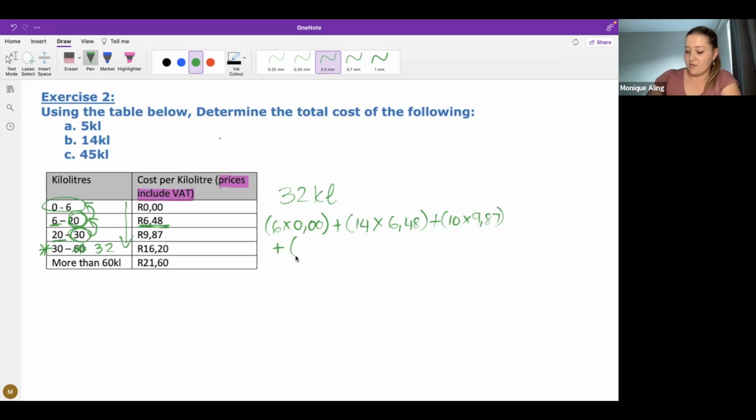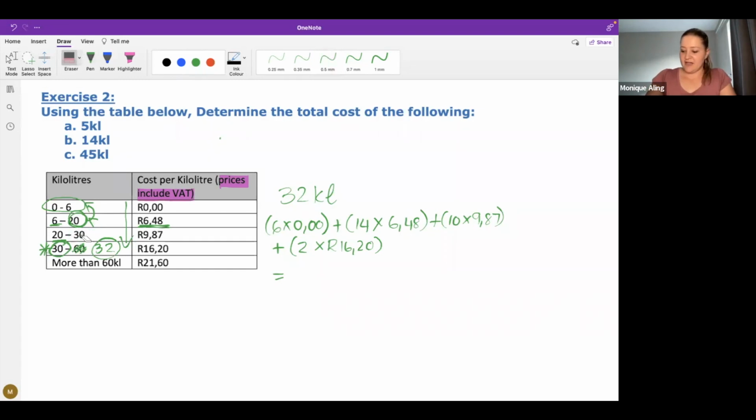Then the last one is 32. We're only going up to 32. So I say 32, and you can see the range started at 30 because we've already been charged for 30 kiloliters used so far. So we say 32 minus 30, which gives us 2 times the price of that range. And then we do our calculations as per normal. I hope that helped. Just remember, we're always minusing the start of the range.